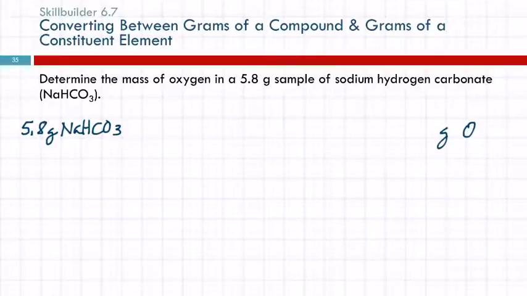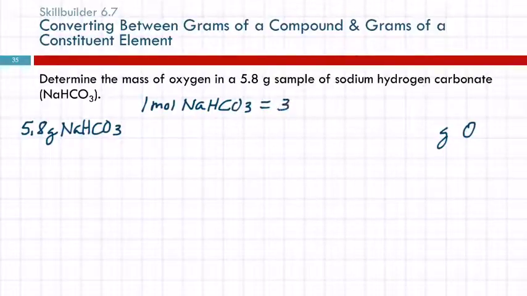So what can we figure out here? We can get mole ratios. I'll just stick it right here. 1 mole of sodium hydrogen carbonate has how many moles of oxygen? 3. 3 moles of oxygen. It's right there in the formula. It says O3.